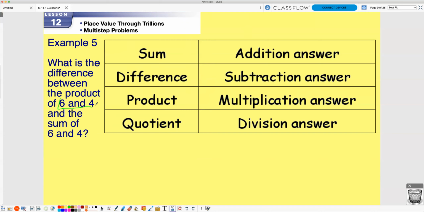Example 5, what's the difference between the product of 6 and 4 and the sum of 6 and 4? So here I've got to do the product and I've got to do the sum. And then I have to have the difference of that. So the product of 6 and 4, I know 6 times 4 is what a product is, so that means 24. And the sum of 6 and 4 is 6 plus 4, so that means 10. And it says, what's the difference between those two? So I'd have to take 24 minus 10, and I'd end up with 14. That'd be the difference. All right, let's try these.